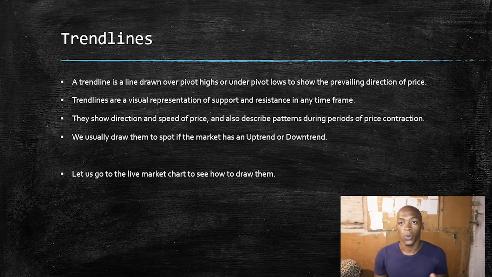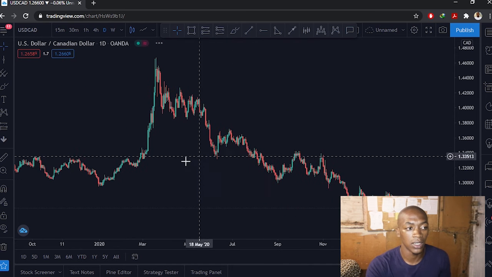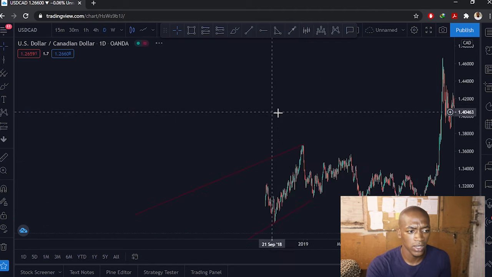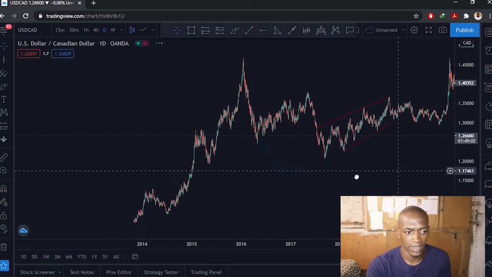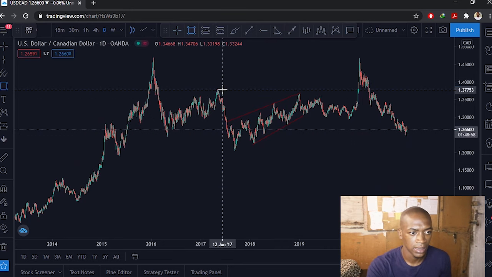In this slide, we're going to talk about trend lines. So what is a trend line? A trend line is a line drawn over pivot highs or under pivot lows to show the prevailing direction of the price. I know guys, this doesn't make sense, but I think it's best if I go to the chart and try to show you on the live market chart. So looking here, we have our USD CAD. I want to try to zoom it out a bit. Okay, so now let's look at this area right here.